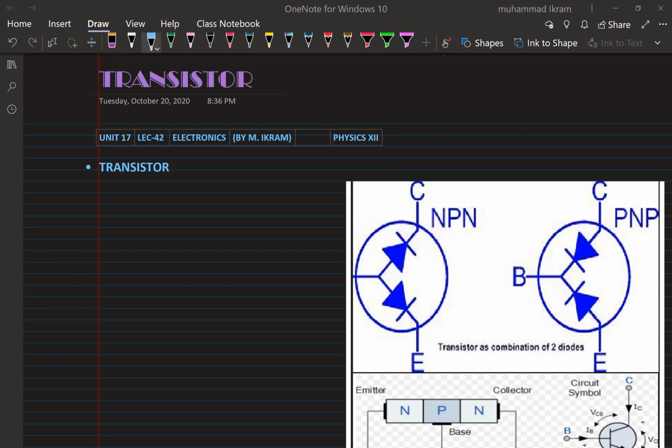Our today lecture is about the transistor, which is one of the most important inventions in the history of all inventions. It is the transistor which made our lives so much more comfortable. We will discuss the transistor in our class today.